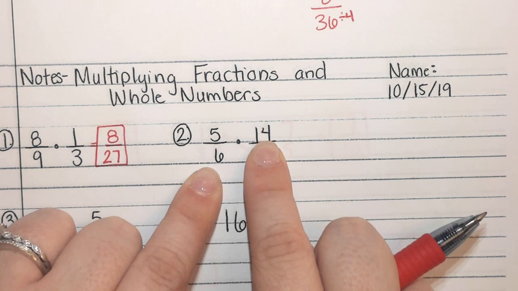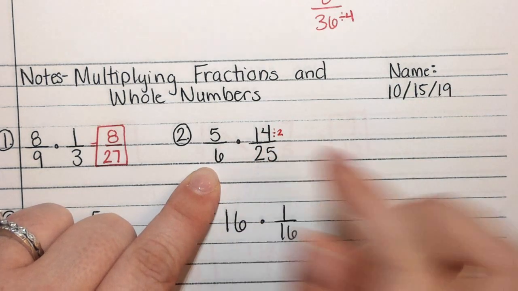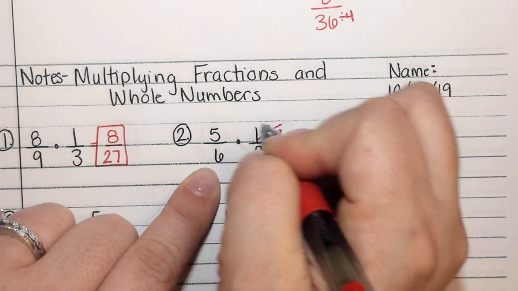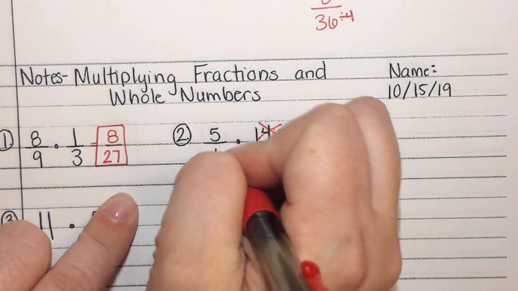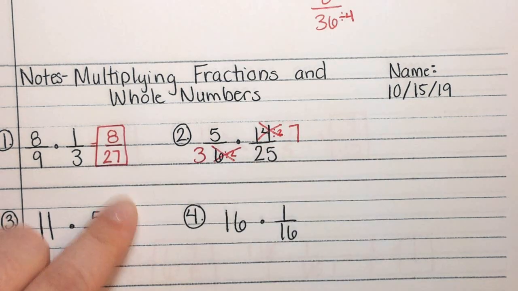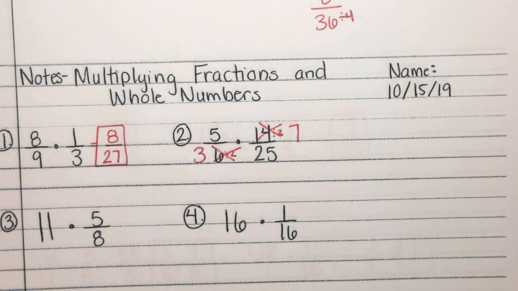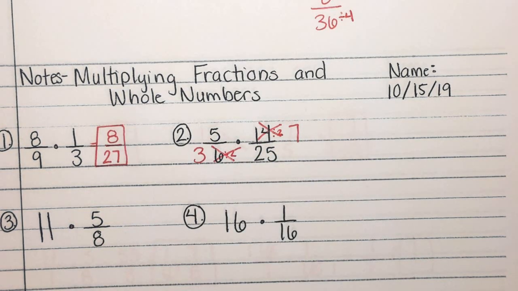Okay, so we're going to do that. 14 divided by 2 is? 7. So I'm going to mark that out and make it a 7. 6 divided by 2 is? 3. So I'm going to mark that out and make it a 3. Already my math is easier. Now instead of 5 times 14 on the top, it now says 5 times 7. That already got easier, didn't it?